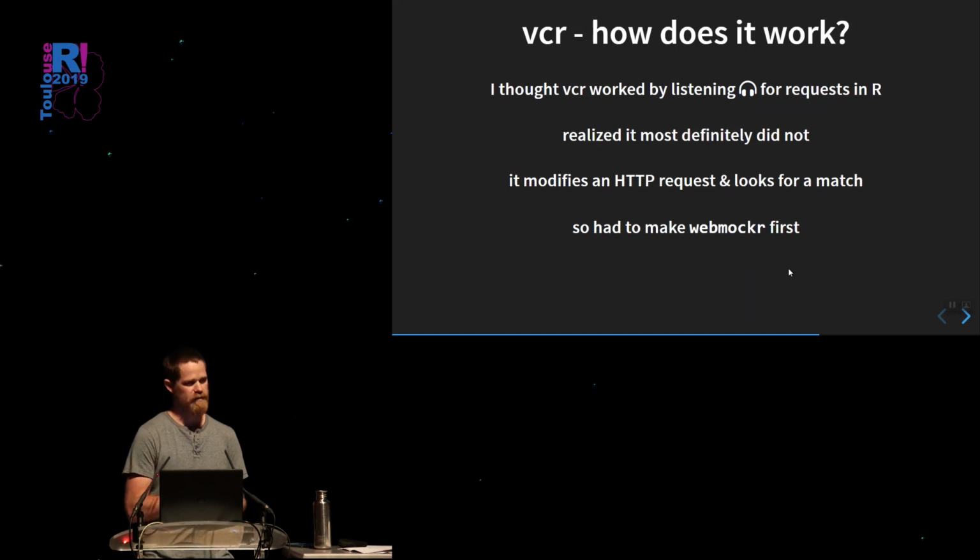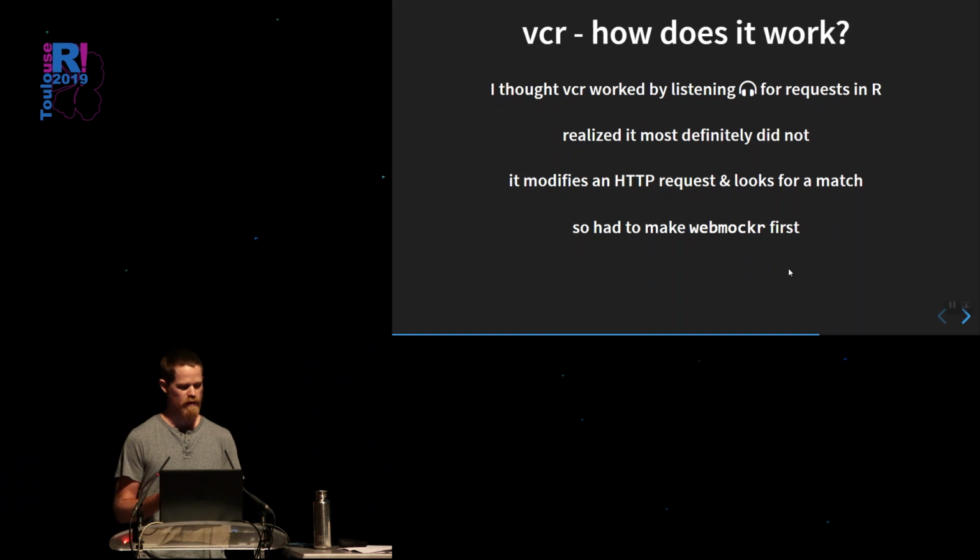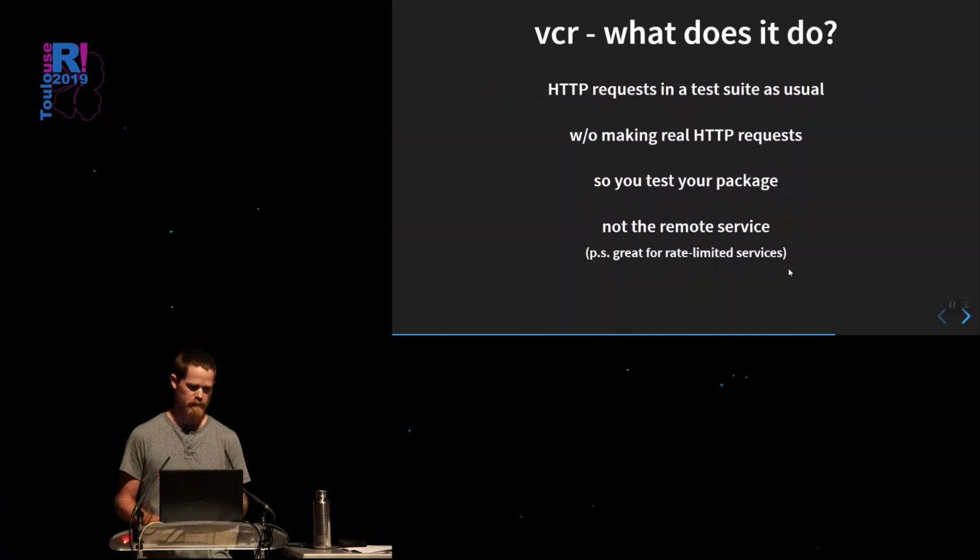It modifies whatever HTTP. In Ruby land, there's probably 10 different HTTP packages. And with all these different packages, it hooks into them and just matches the request, just like we talked about in Webmockr. So that's why I had to make Webmockr first. And then I was able to come back to VCR.